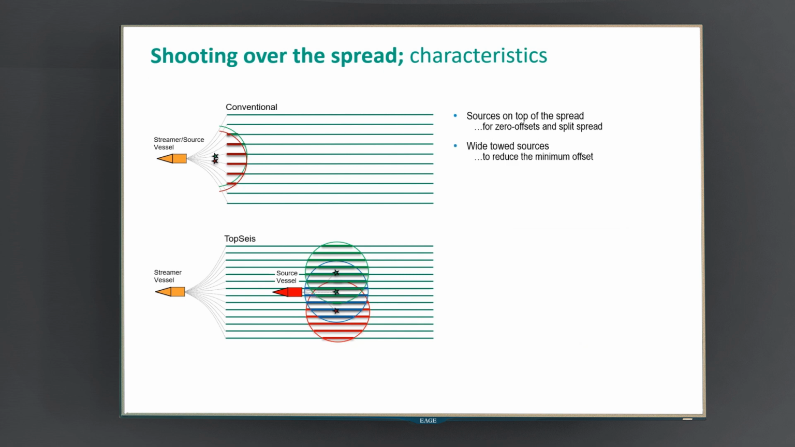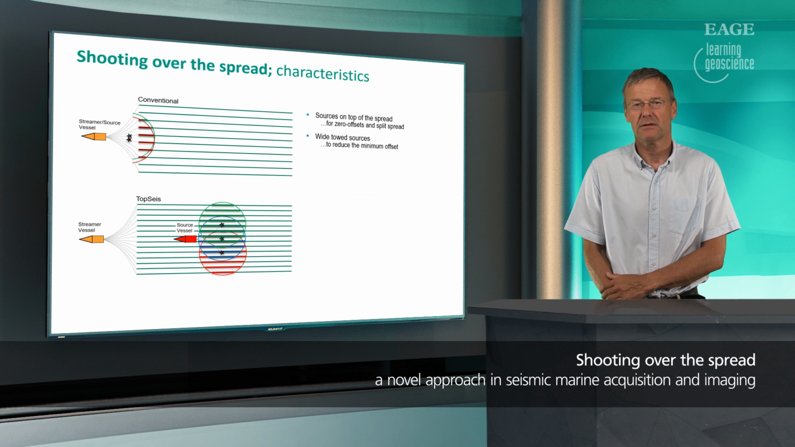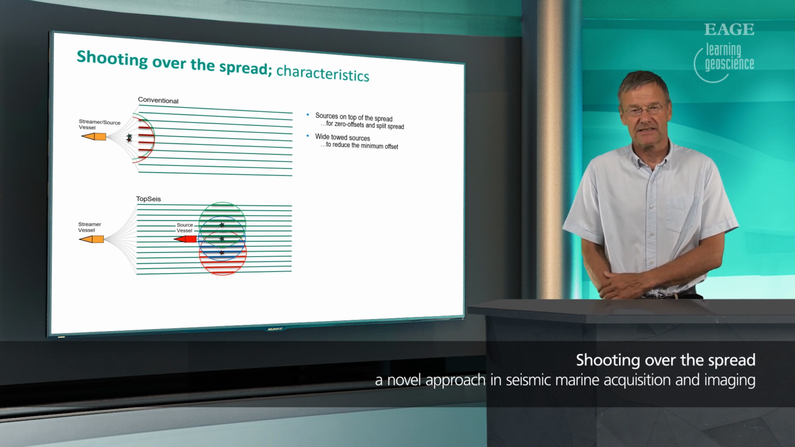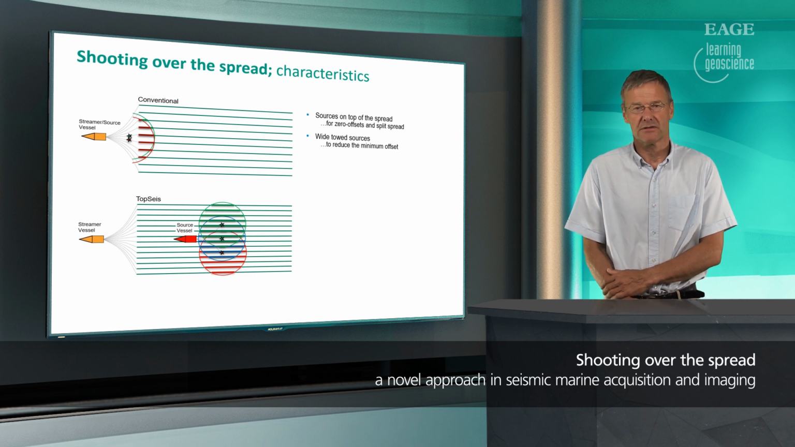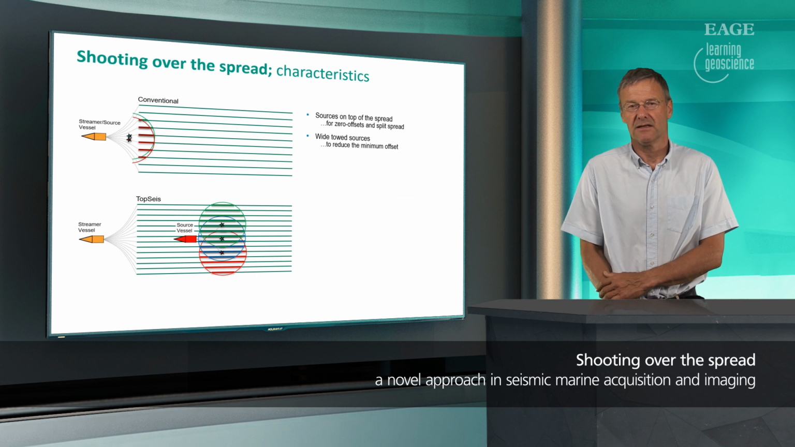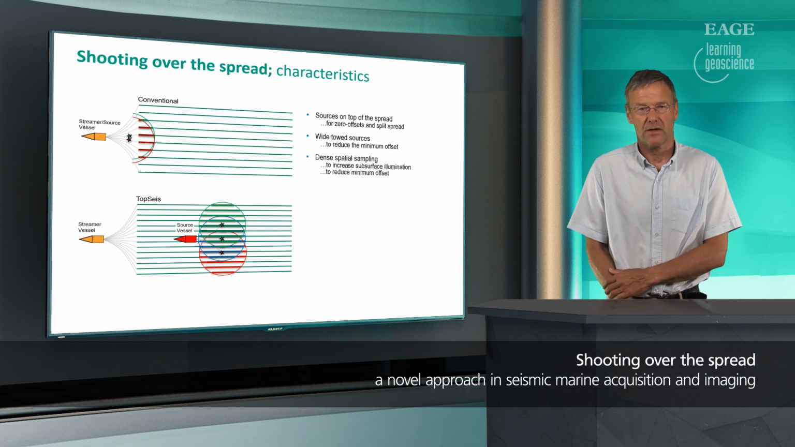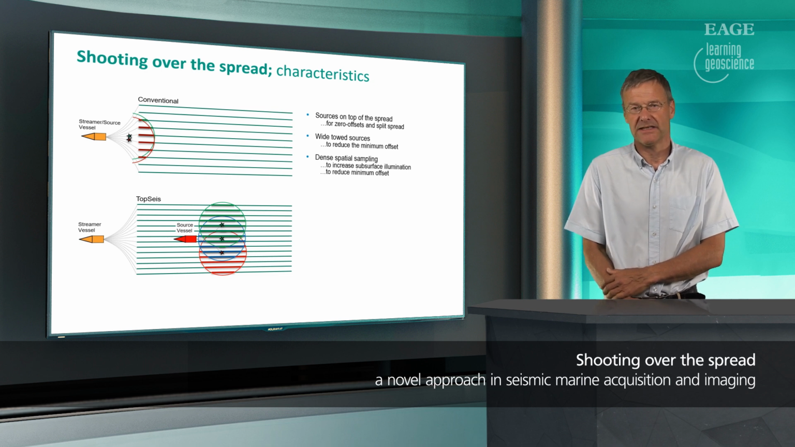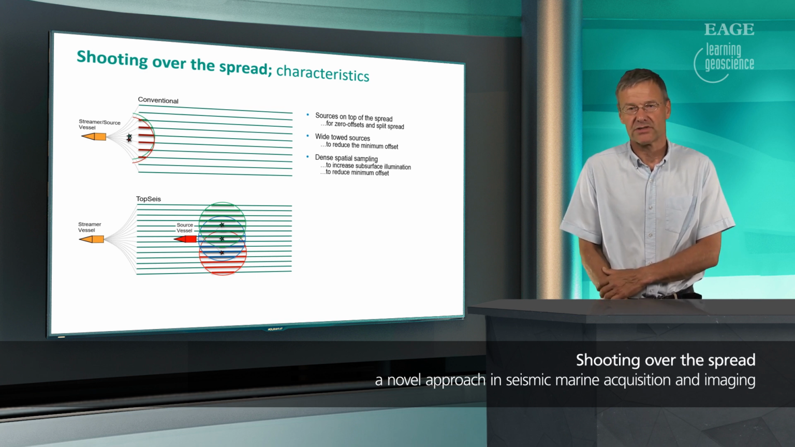We have wide tow sources. We spread them out unusually wide. That means that the distance from the outermost source to the outermost streamer becomes quite small, and that is a very good thing. That means we can reduce the minimum offset. And the third thing is a dense spatial sampling. And that also increases the subsurface illumination, and it also reduces the minimum offset.